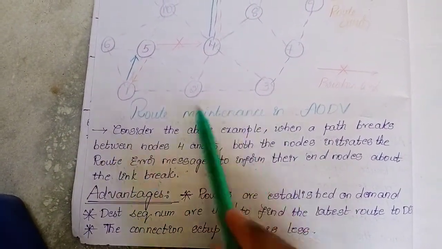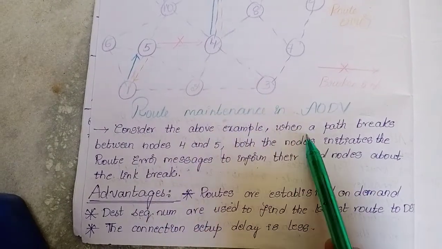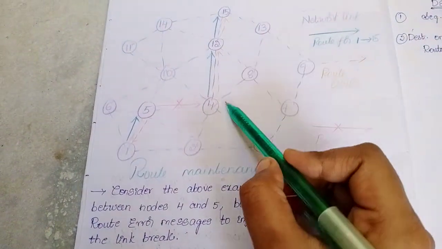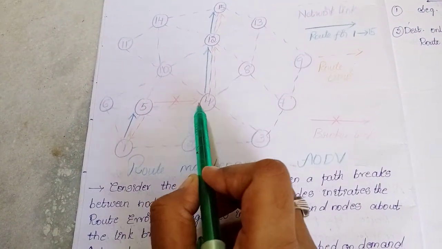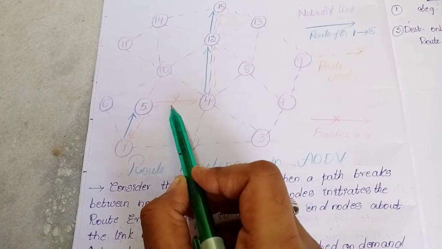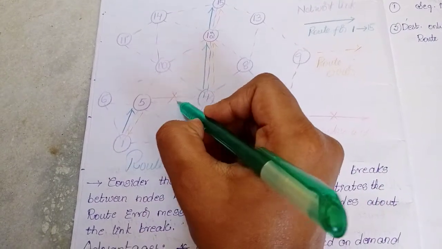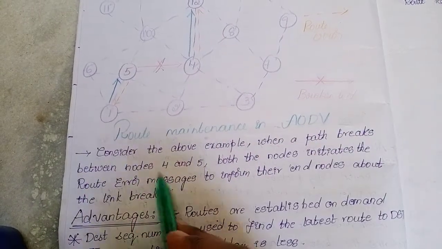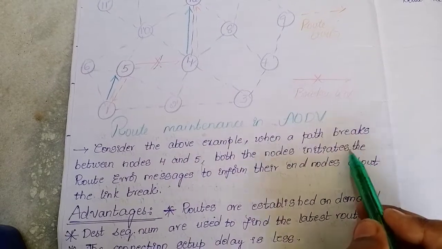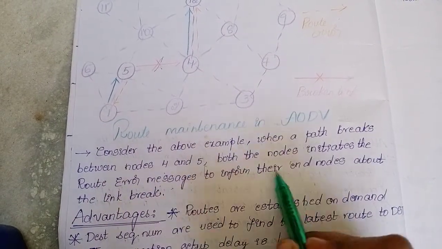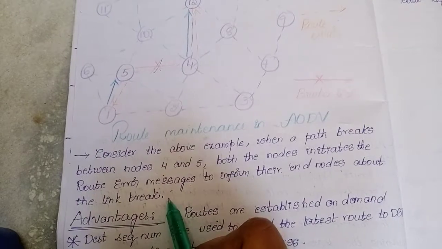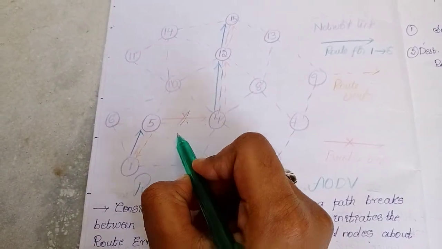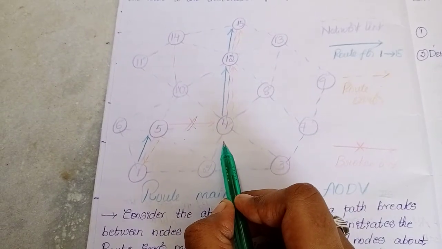Consider the above example, route maintenance in AODV, when a path breaks between nodes 4 and 5. This is node 4, this is node 5. The broken link is indicated by a cross mark like this. When a path breaks between nodes 4 and 5, both the nodes initiate route error messages to inform their end nodes about the link break.